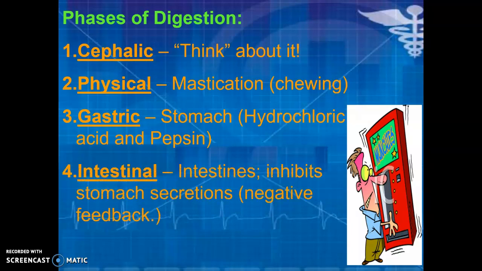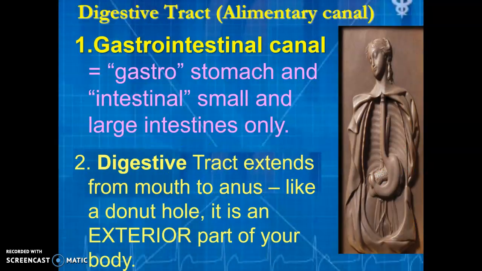Amazing. Fourth phase is intestinal. That is in the intestines. So the intestinal phase inhibits stomach secretions. There's some negative feedback going on. It says, whoa, stop the stomach secretions because we need to work here. We don't need acid coming in. Simply amazing.